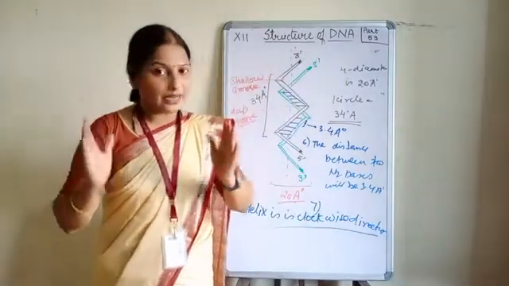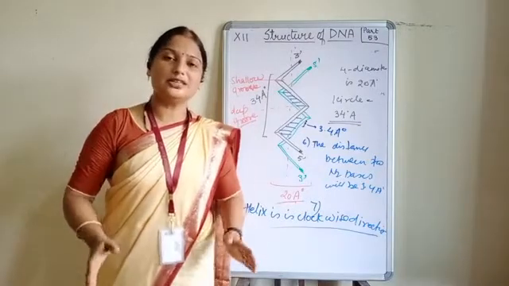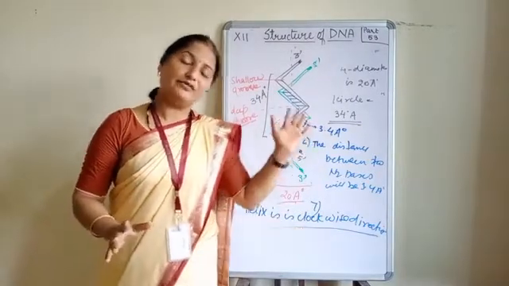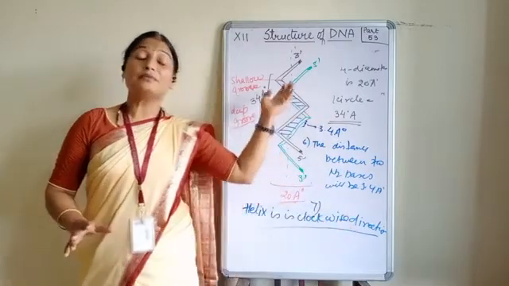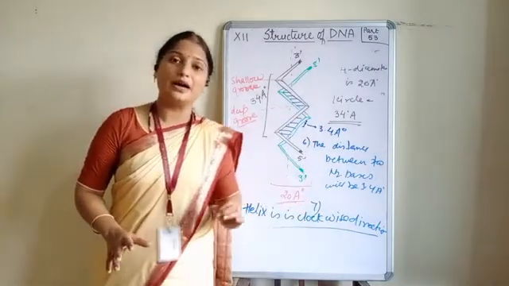Structure will be anti-parallel to each other without crossing each other. Everything was explained by Watson and Crick. So this is the model of the DNA given by him.